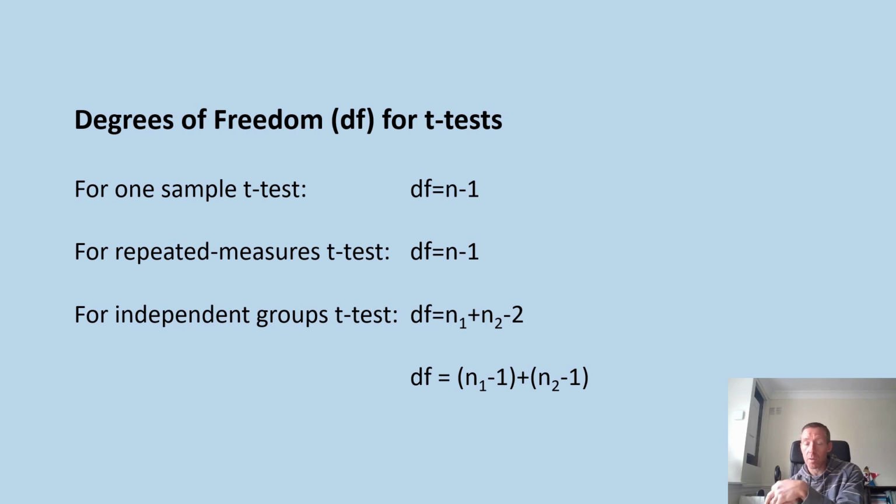For the independent groups t-test, like the one we just did, the degrees of freedom is n1 plus n2 minus 2, or alternatively, it's n1 minus 1 plus n2 minus 1. Like in the previous example, there are 10 individuals, so 10 minus 1, 9, plus 10 minus 1, 9. So 9 plus 9, the degrees of freedom are 18.